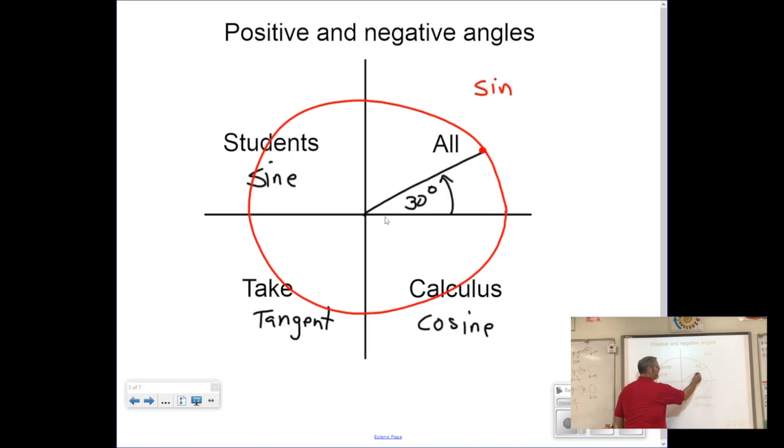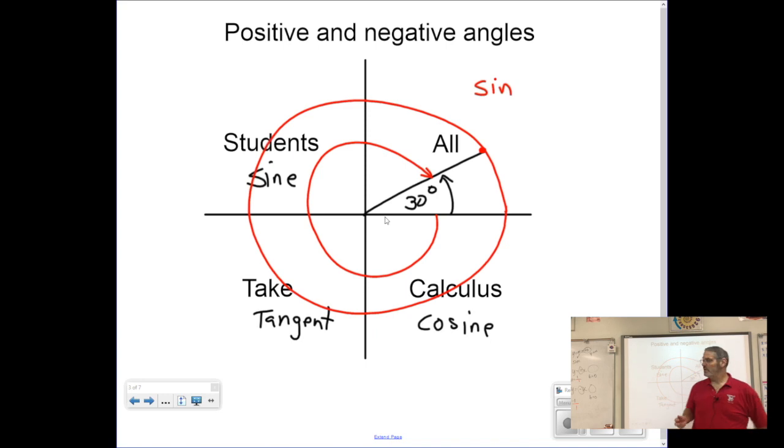You have 30 in the positive direction, and in the negative direction, you're going all the way around here, which is just 30 degrees less than 360. So what other angles have the same sine as 30? The sine of 30 would be the sine of negative 330.